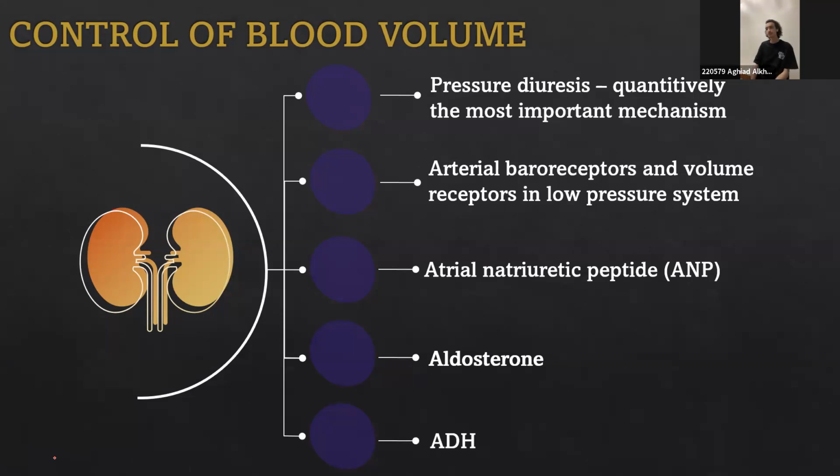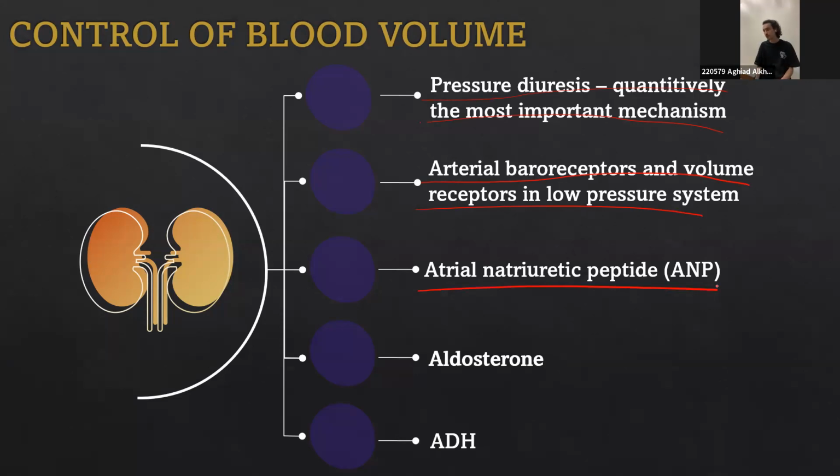Okay, cool. All right, now we're going to move to control of blood volume. We talked about osmolality. Now let's talk about blood volume. So there are five main ways. Okay, so pressure diuresis, and it is quantitatively the most important mechanism, and arterial baroreceptors, of course, baroreceptors because blood volume. We've talked about that previously, because the more blood, the more pressure, and the lesser blood, the lesser the pressure. It's a CVP material, but let's revise that.